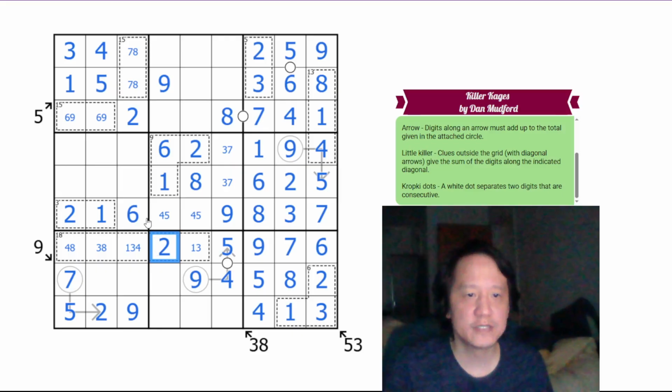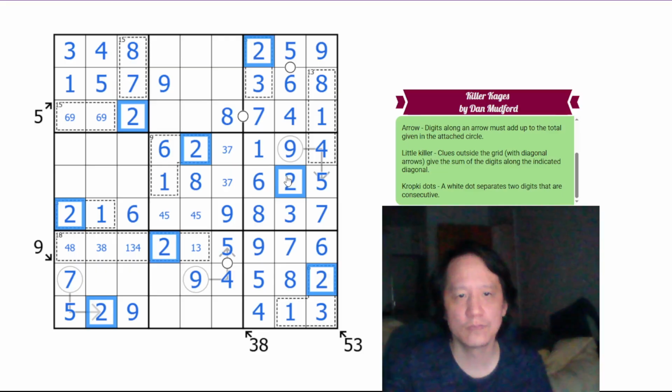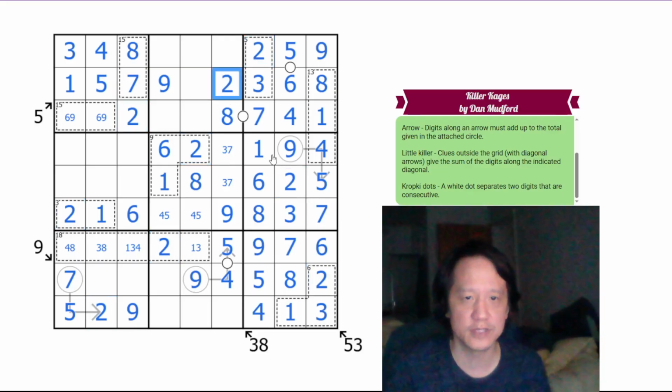Okay, let's continue. This is just now all normal Sudoku stuff. This 8 eliminates 8 here, so it's 7 and 8. We should have a lot of 2s. We do. We have 8 2s. We know where the last 2 has to be. It has to be here, so that's there.